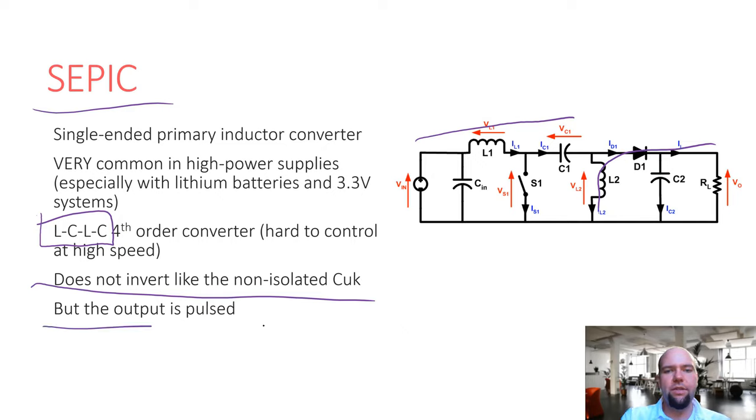So yeah, but the main benefit is it does not invert like the non-isolated Cuk converter, but the output is pulsed. So one issue is you don't get the benefit of a Cuk converter, where you don't have these pulses at the input or output. You have a constant transition of energy at both the input and output stages, not here.